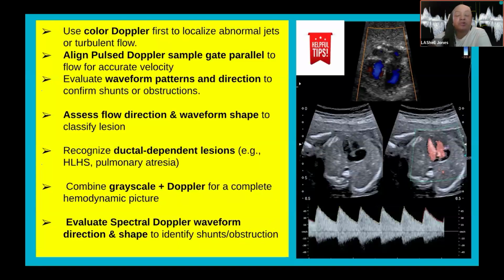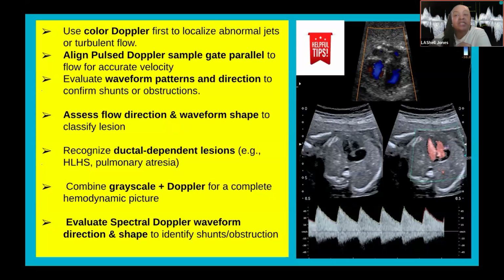Use color Doppler first to localize those abnormal jets or turbulent flow. Align your sample gate parallel to the flow for accurate velocity. Evaluate your waveform patterns and direction. You want to confirm those shunts or obstructions. You want to assess your flow direction. The waveform shape is important to classify the lesion.